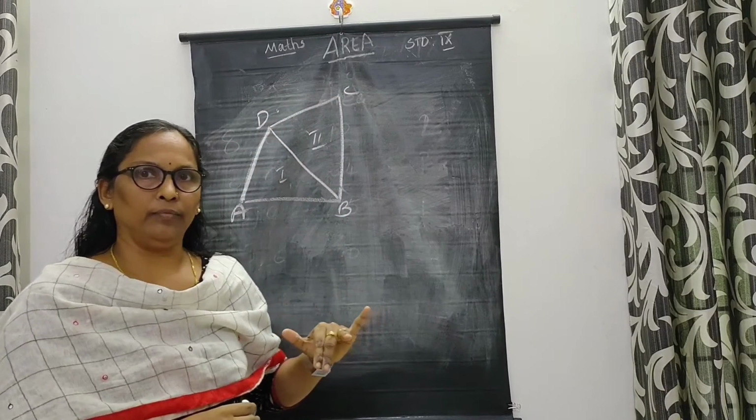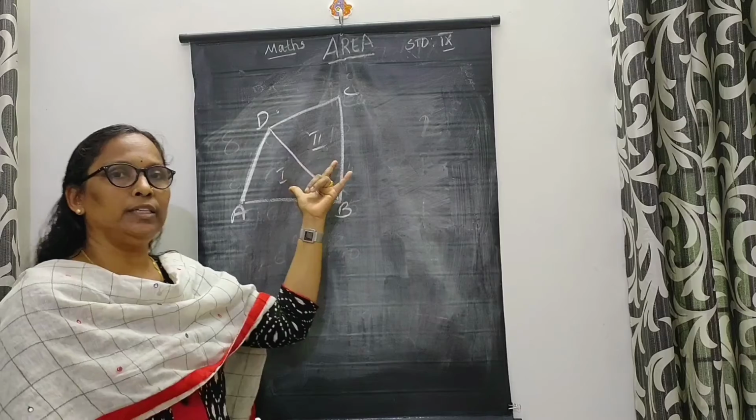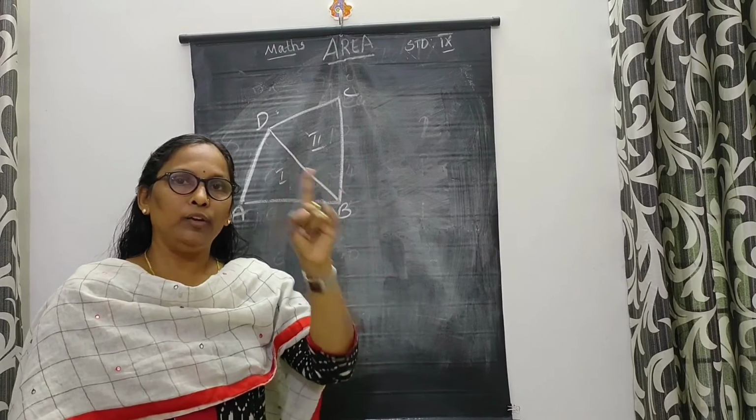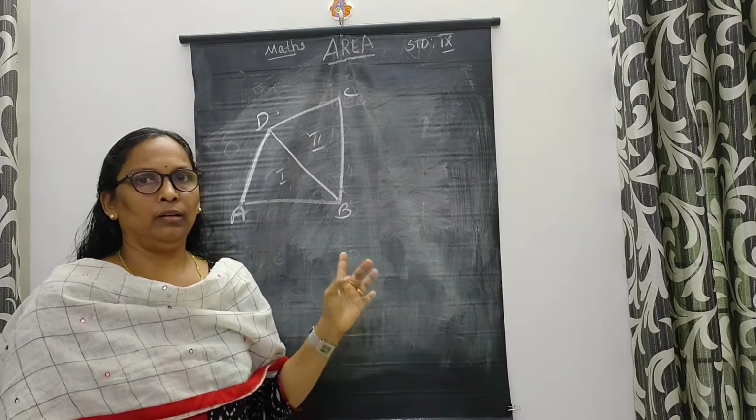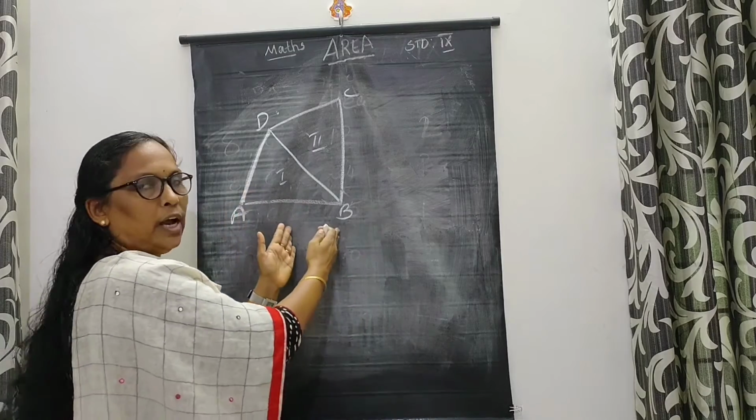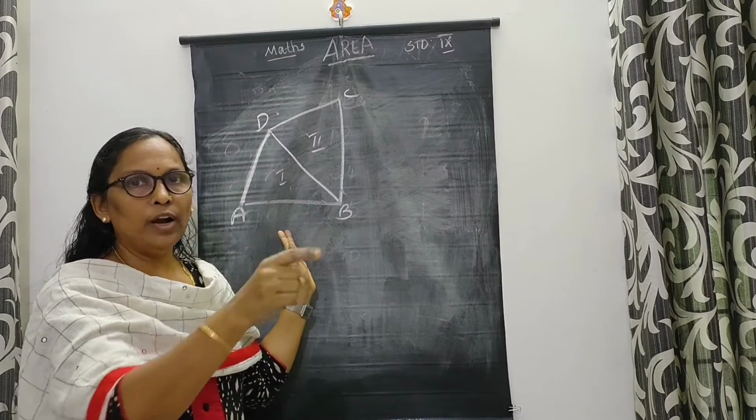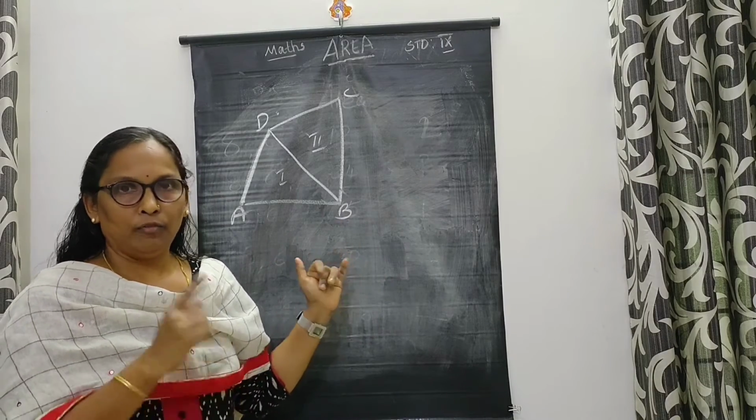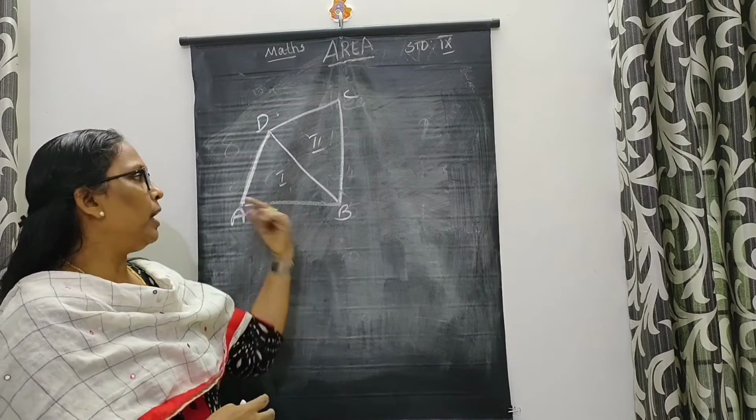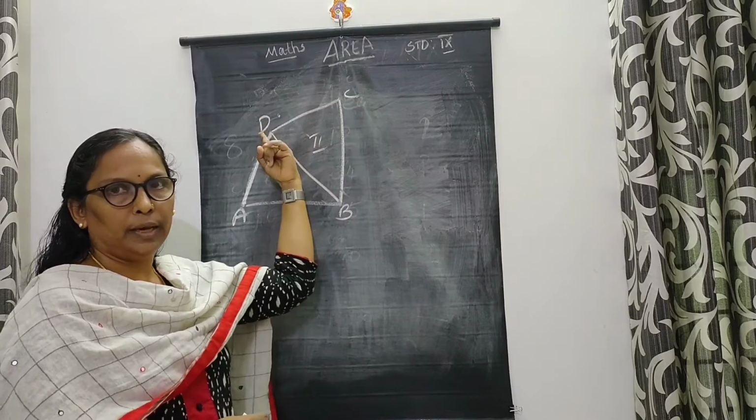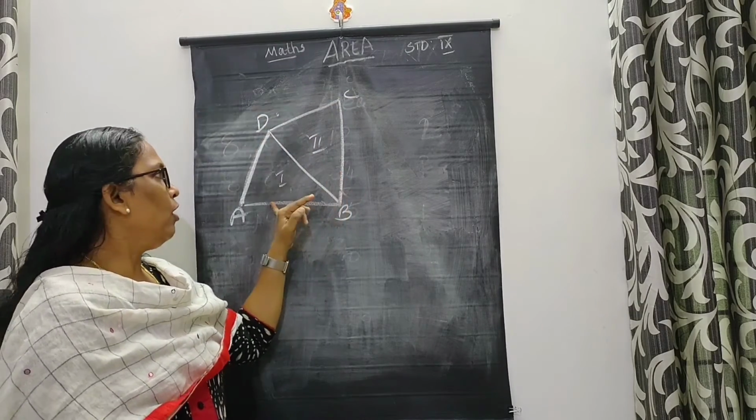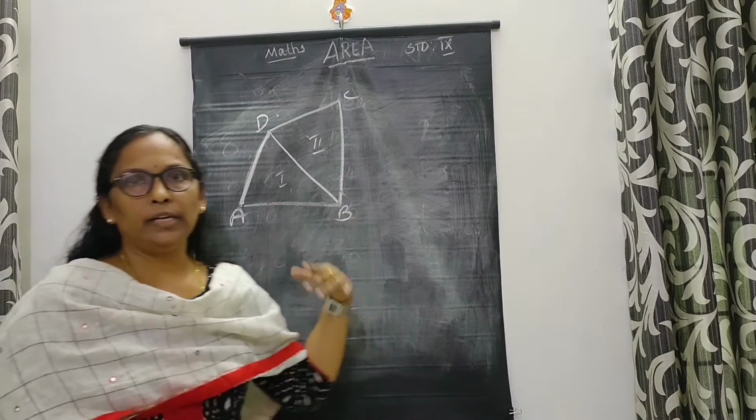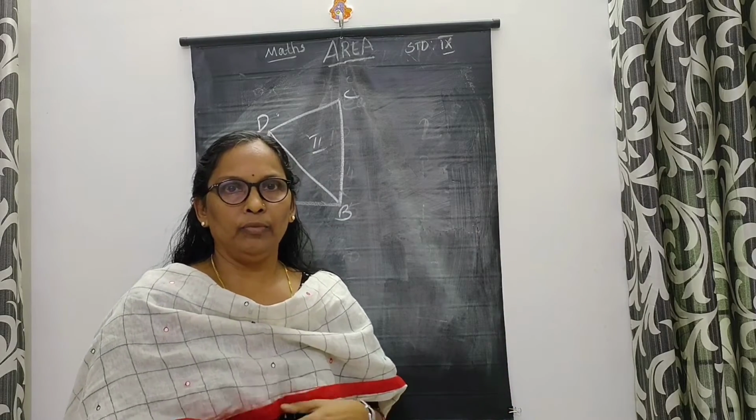Now here, we are changing this quadrilateral into only one triangle, and we can find the area of that one triangle. That area will be the area of the quadrilateral ABCD. Okay, how do we change the quadrilateral into a triangle?